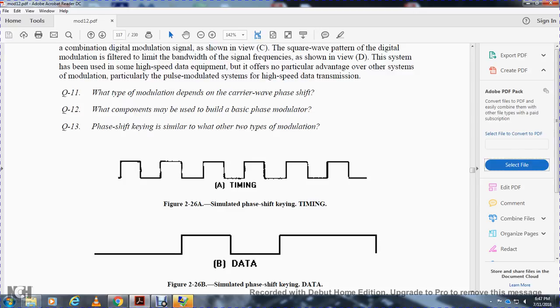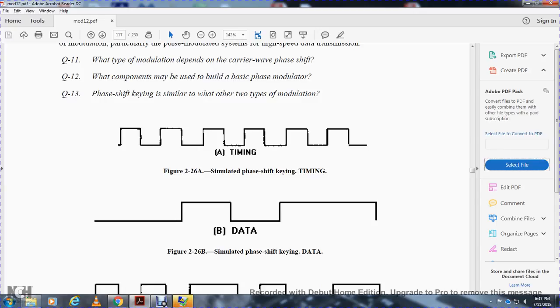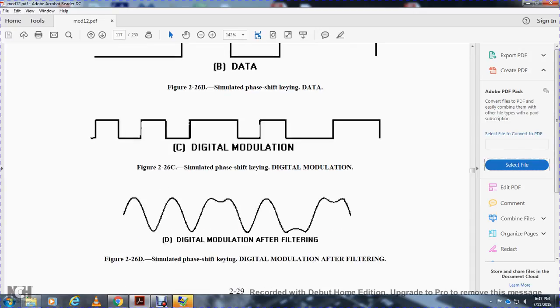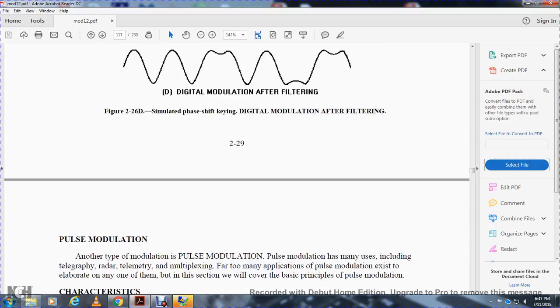Figure 226A shows the simulated phase shift keying timing. Figure 226 also shows the simulated phase shift keying data and digital modulation, simulated phase shift keying and the digital modulation. Digital modulation after filtering, simulated phase shift keying, digital modulating after filtering.